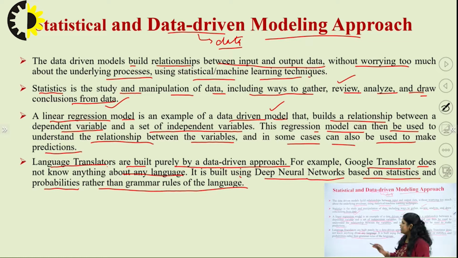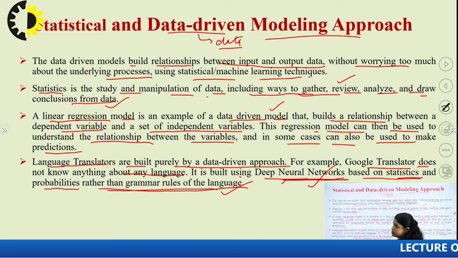So, the language translator or the Google Translator is also a data driven modeling approach, and in these we will use these techniques. Deep neural networks will be used and these will be based on statistics, meaning we will gather the data, review that data, analyze it and then draw conclusions from that data, and they are not based on the grammar rules of the language. So, these are examples of the data driven modeling approach.